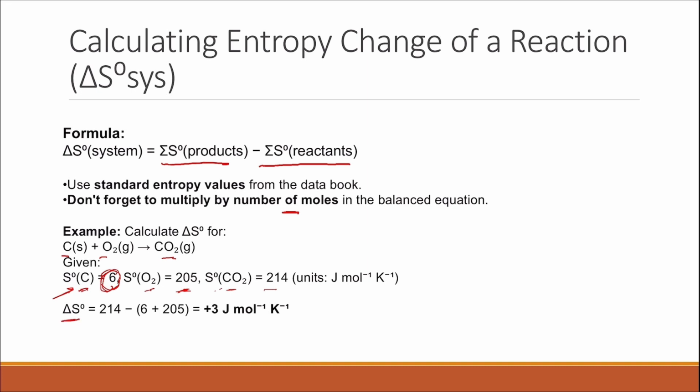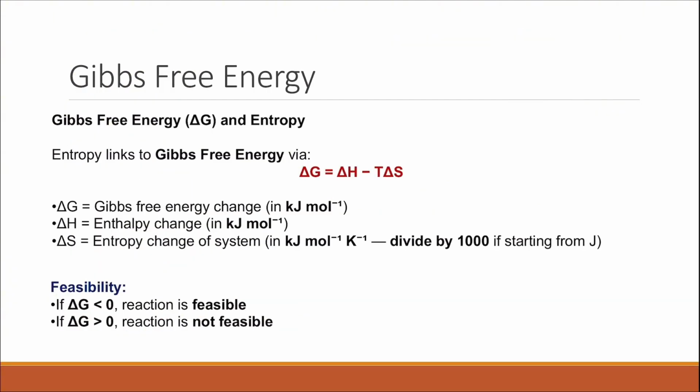Now to calculate the entropy change, this is the total for the products, which is just carbon dioxide, 214, minus the total for the reactants, which is 1 mole of carbon and 1 mole of oxygen. That will give us plus 3 joule per mole per Kelvin. And this is the entropy change for this reaction.